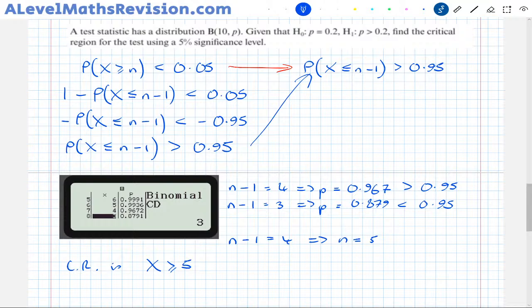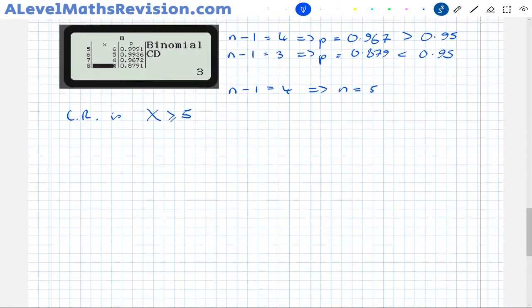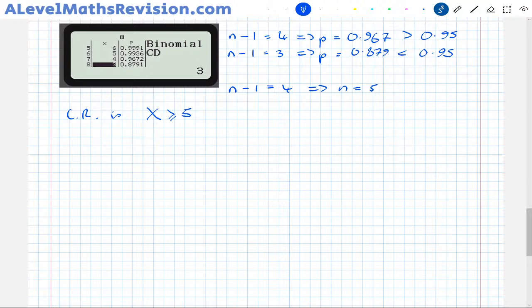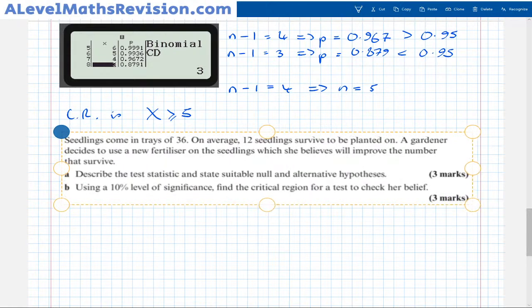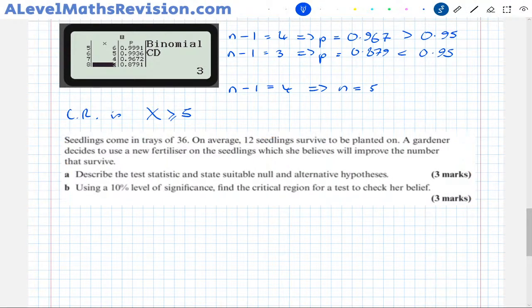Let's do a practical example of that. Okay, so seedlings come in trays of 36. On average, 12 seedlings survive to be planted on. A gardener decides to use a new fertiliser on the seedlings, which she believes will improve. So already we're being told the direction of the test: it will improve the number that survive. It's not a two-tailed test, we're being told we're testing for an improvement.